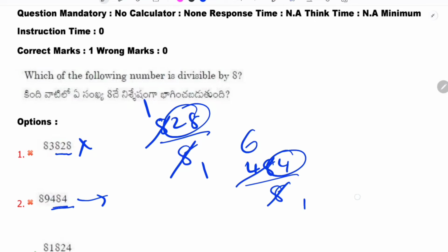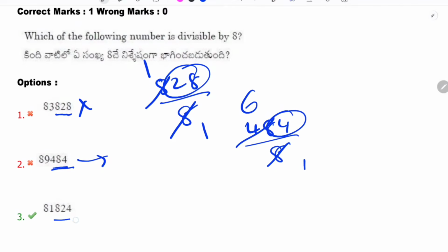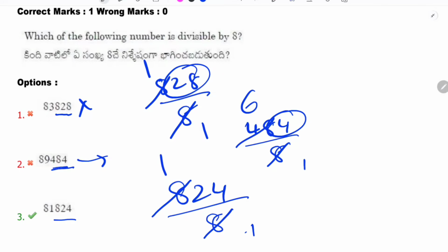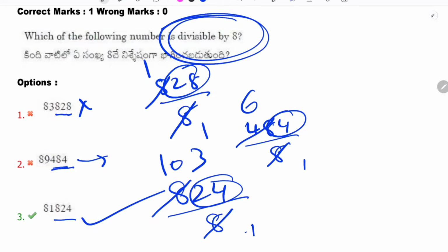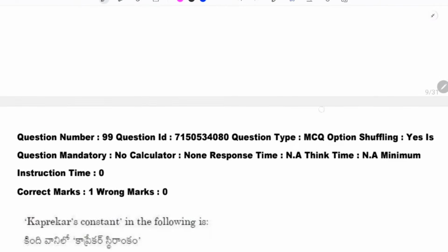But what about this one? No, we cannot. What about this one? 824. This is the answer, it will be divisible. How? 8 ones are 8, then 2 digits 0, 8 3s are 24. So this is divisible. So what is the rule for 8? Divisible by 8? Take the last 3 numbers and check whether it is completely divisible by 8 or not.